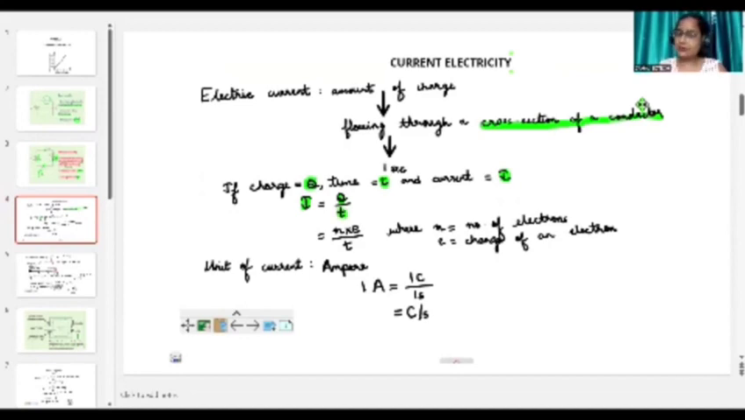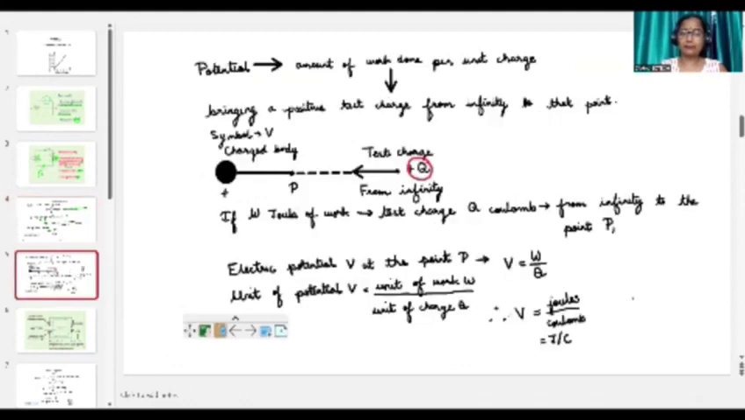Now, we can also write Q is equal to N into E. Why? Because N is the number of electrons and E is the charge of an electron. And 1 ampere is equal to 1 coulomb of charge flowing in 1 second. Now we'll come to a very important term, potential, the amount of work.